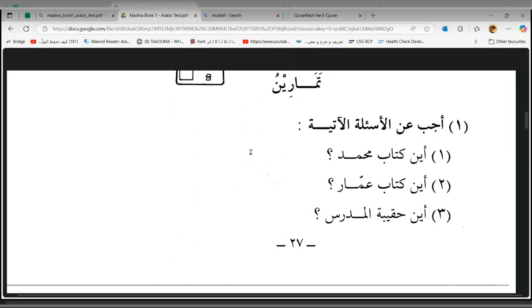Then we have Aina Kitabu Ammar. Where is Ammar's book? Aina Kitabu Ammar. Now notice that if we were to put the harakat on, Kitabu would take a dhamma, no tanween, and Ammarin would take kasratain. Aina Kitabu Ammarin. Same thing here. Aina Kitabu Muhammadin.